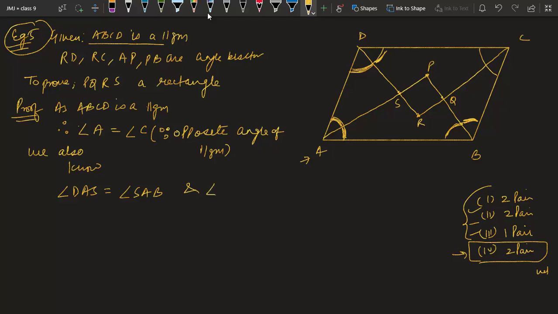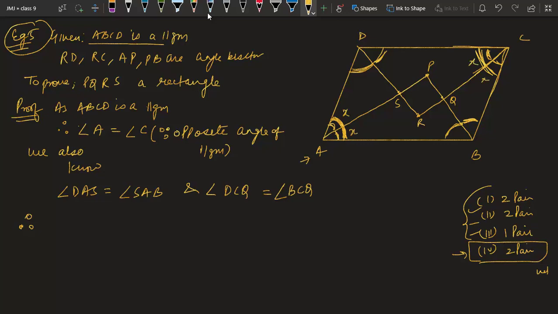And for angle C, angle DCQ is equal to angle BCQ. Now we know that wholes are equal, angle A equal to angle C, and in these angles the halves are also equal. So we can say these four halves are also equal. So let me call them X.